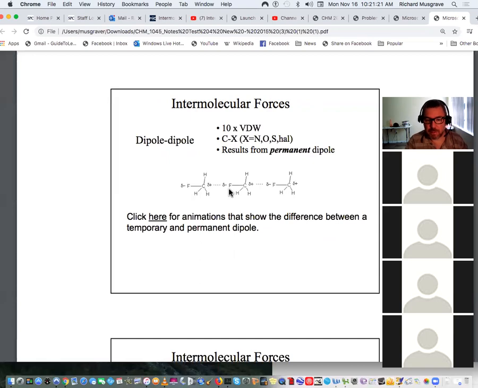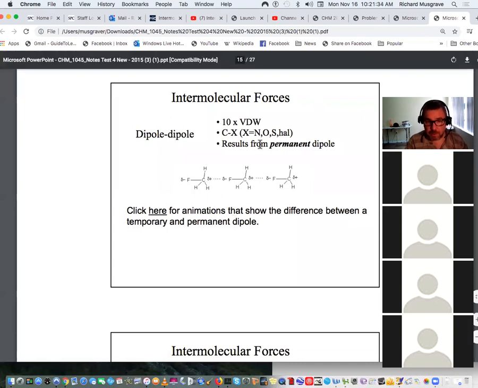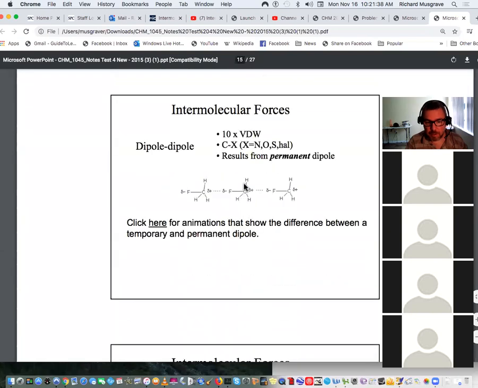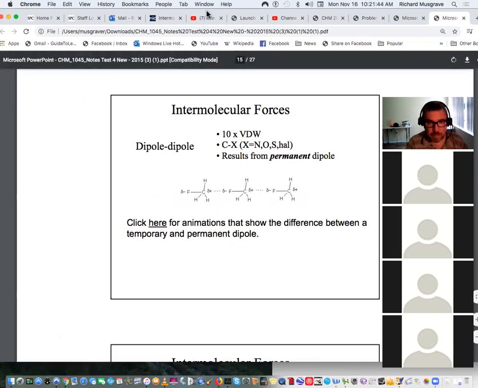We've seen this delta plus, delta minus notation before when we've been talking about bond types. We saw this way back in test 1. And because it's a permanent dipole, the previous one was temporary, if you'll remember. This is permanent. Let me show you, see if I can pull up the video with that part of it.